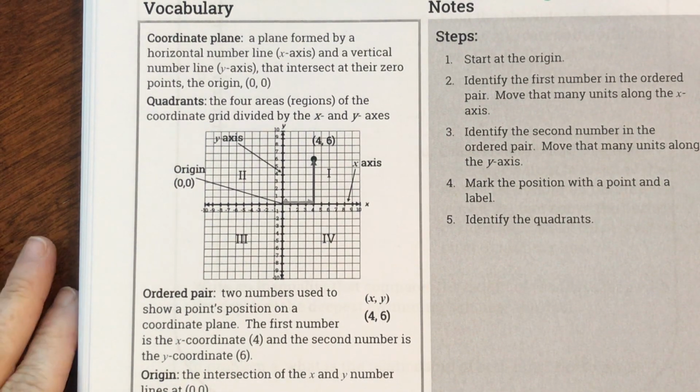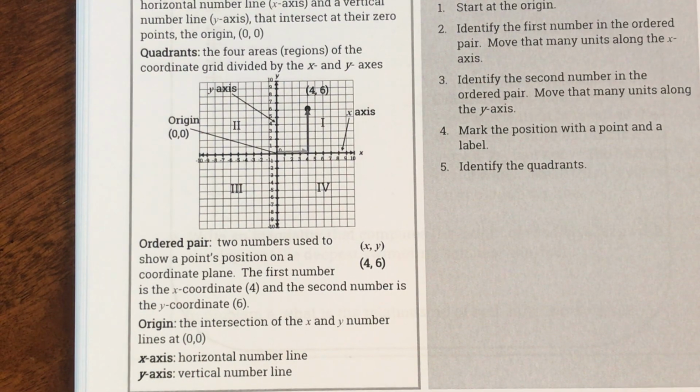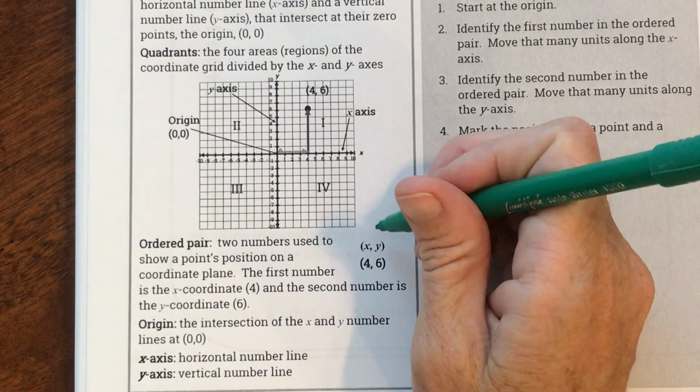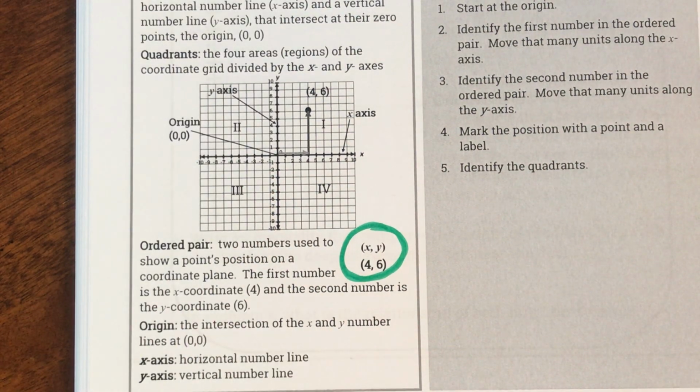Okay, then we have an ordered pair, which is 2 numbers used to show a point's position on a coordinate plane. So the first number is the x coordinate, that's why they put an x on top of the 4, and the second number is the y coordinate. I like to always do this with my coordinates. I always write an x, y on top of my ordered pairs. Okay, then we have the intersection of the x and y number lines, which is 0, 0. And then they remind us what the x-axis is. It's our horizontal, and what our y-axis is, it is our vertical line.